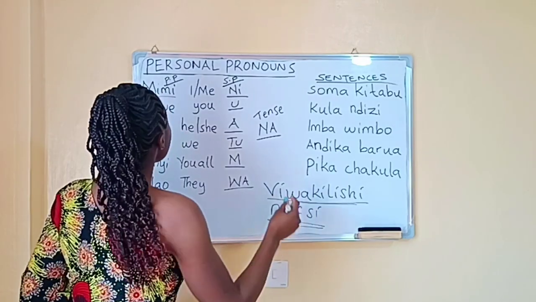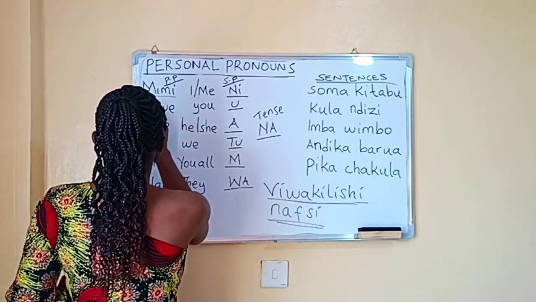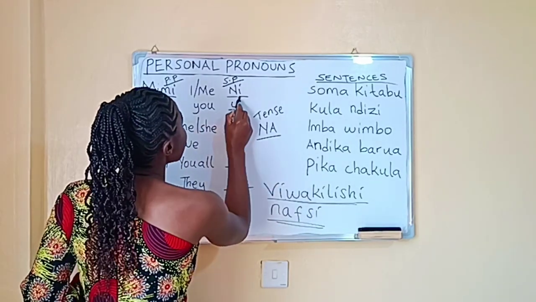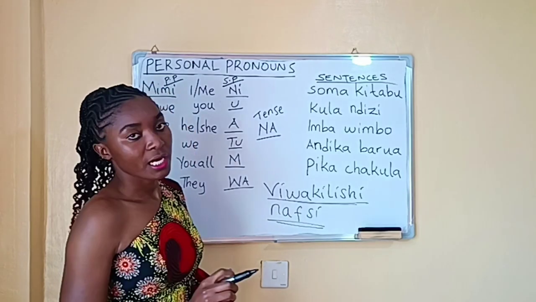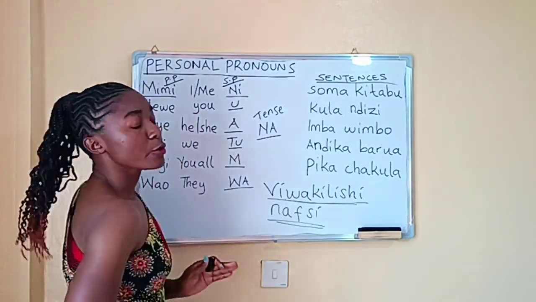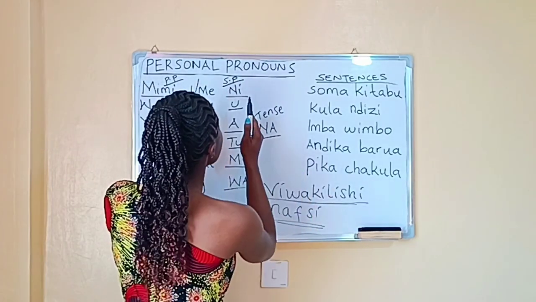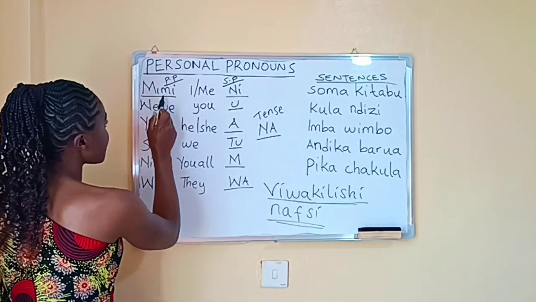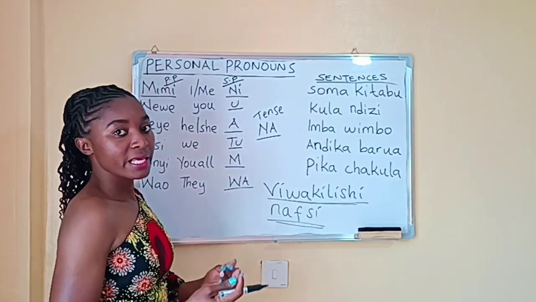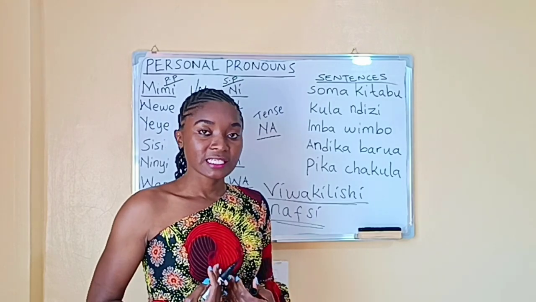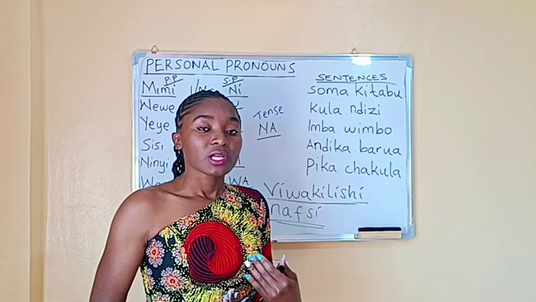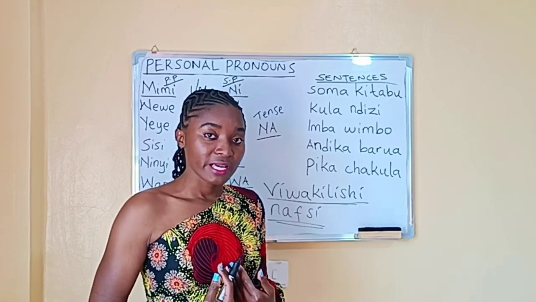So this particular personal pronoun is always represented by ni, which is like our subject prefix. So if you're not using mimi, you can always start your sentence with ni. I can start a sentence with mimi, or I can start a sentence with ni, which will also refer to me, right?